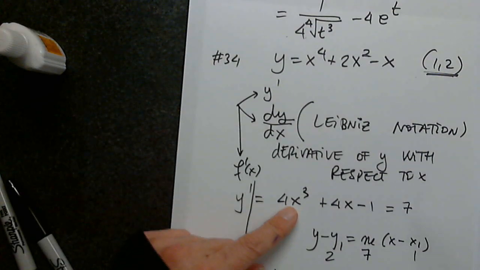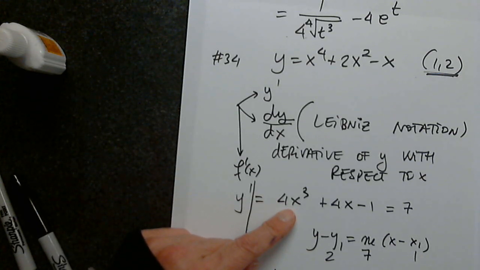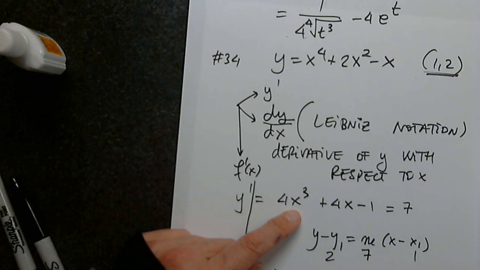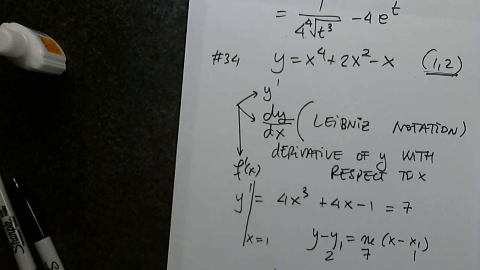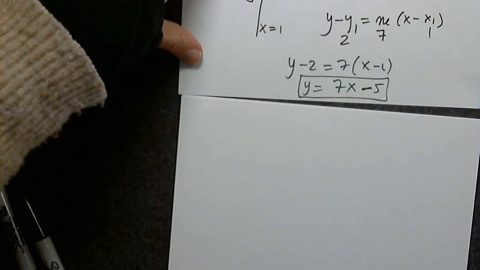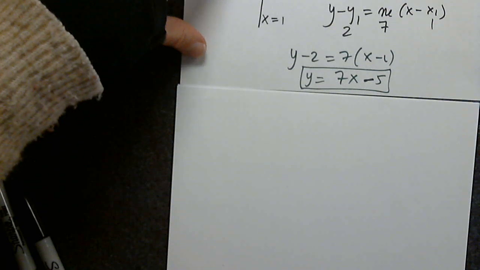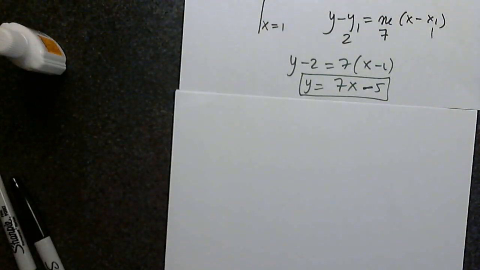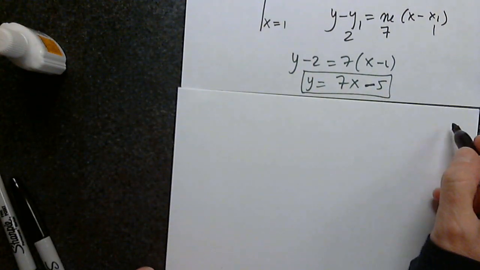Yes, I don't recommend it because this is x cubed. If you want to use the definition, it will take you a good while because you will have x plus h to the third power. If you don't use the formula for x plus h to the third power, then you have to multiply it 3 times. Yes, but of course you will get the same thing. Yes, next question.